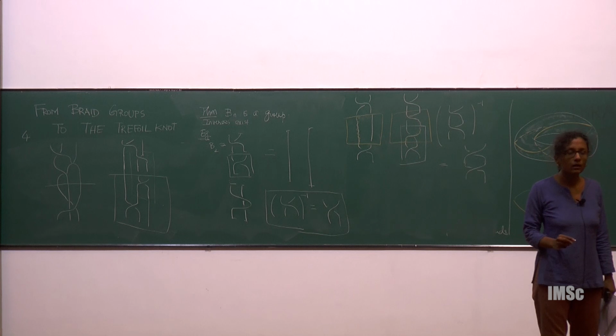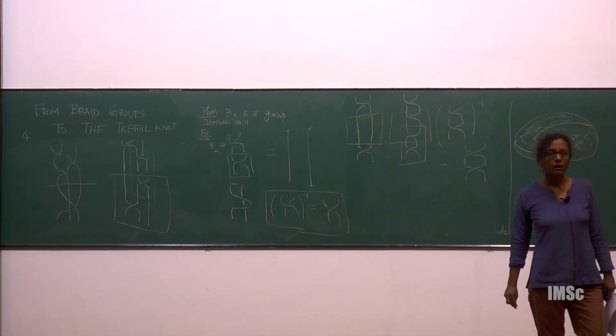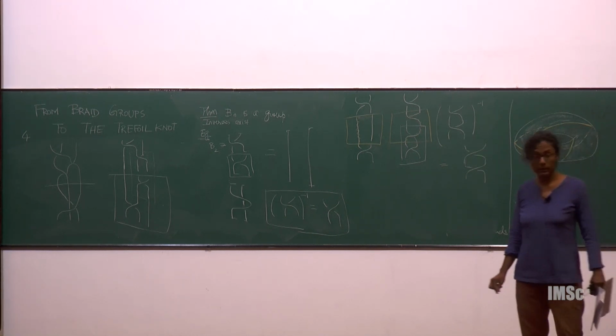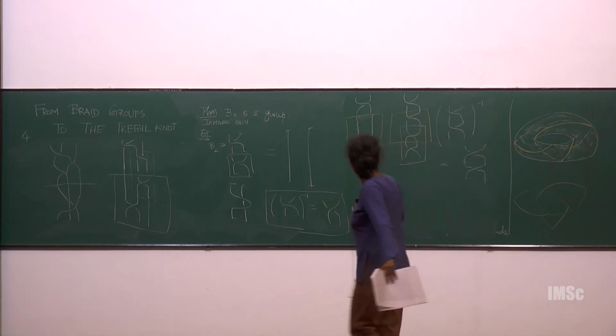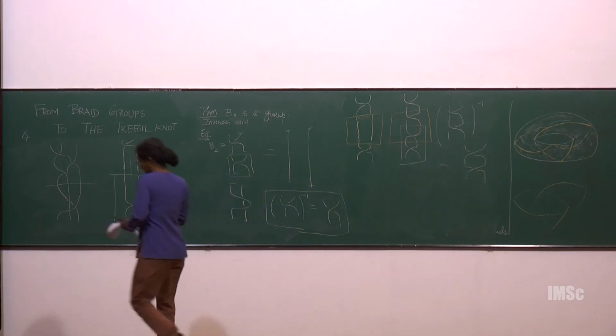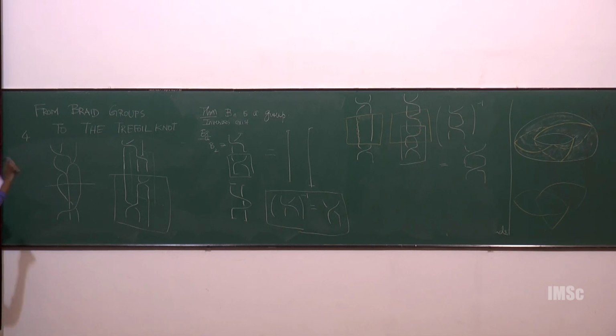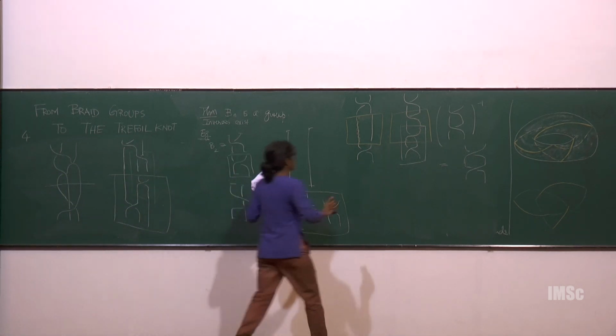Can you be louder, please? Is this abelian? No, it's not abelian. We'll see that very soon. Good question. Okay, so now we'll explicitly start computing some of the braid groups.